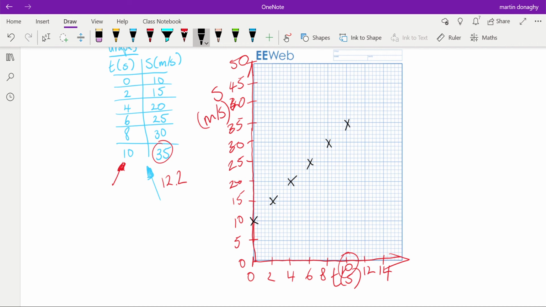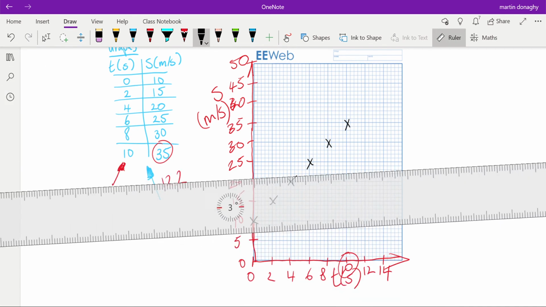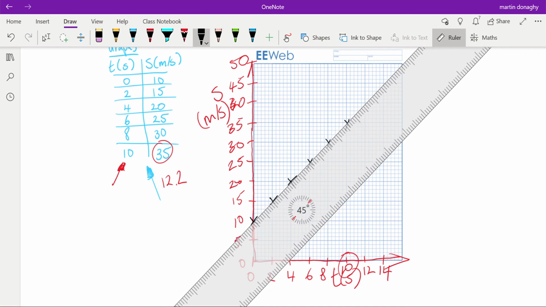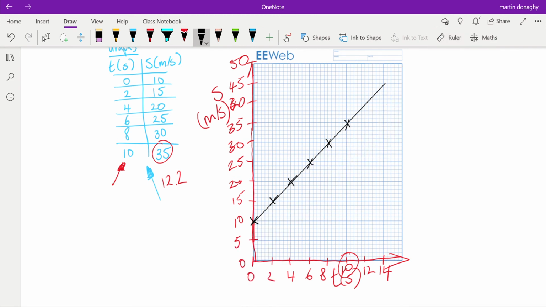Now, in most experiments we're looking for a nice trend line. It's not always the way with objects that are moving. Objects that are moving can start, stop, accelerate, decelerate. So we won't always get nice straight lines. We shouldn't expect to. But in this case, we do. So what I would do is take a ruler, try and line it up as best I can with those points, and then draw a line. It doesn't always have to go through all the points. It's nice if it does, but we just want a best fit line.